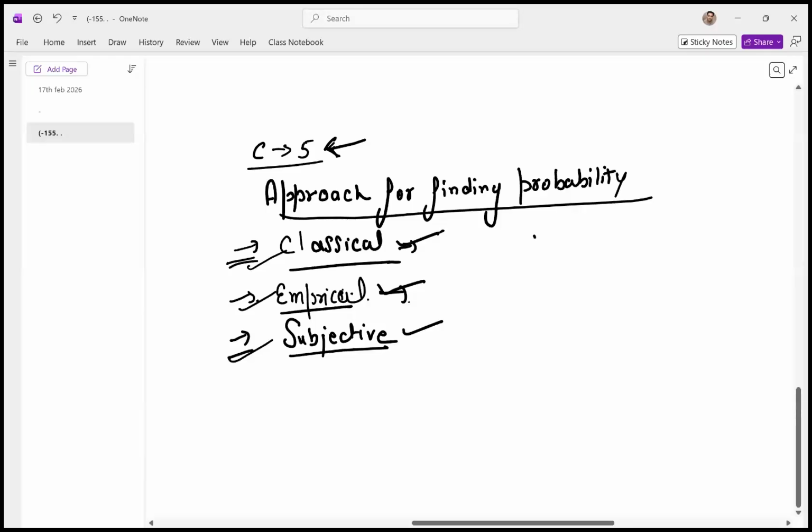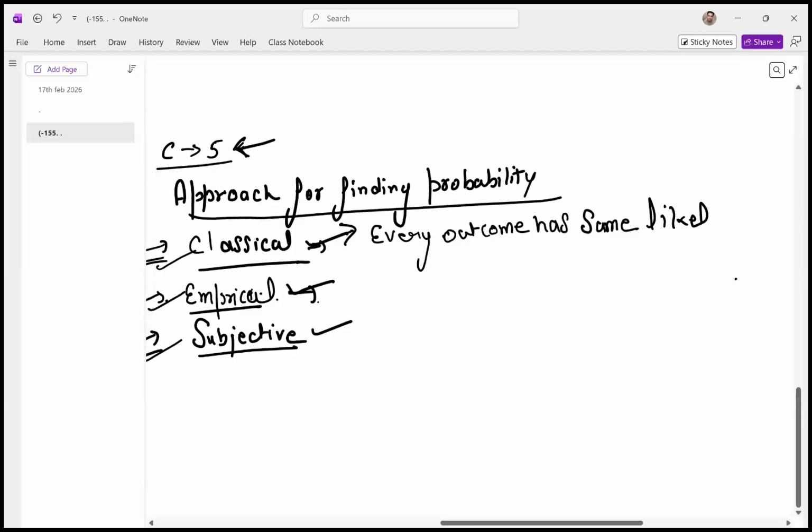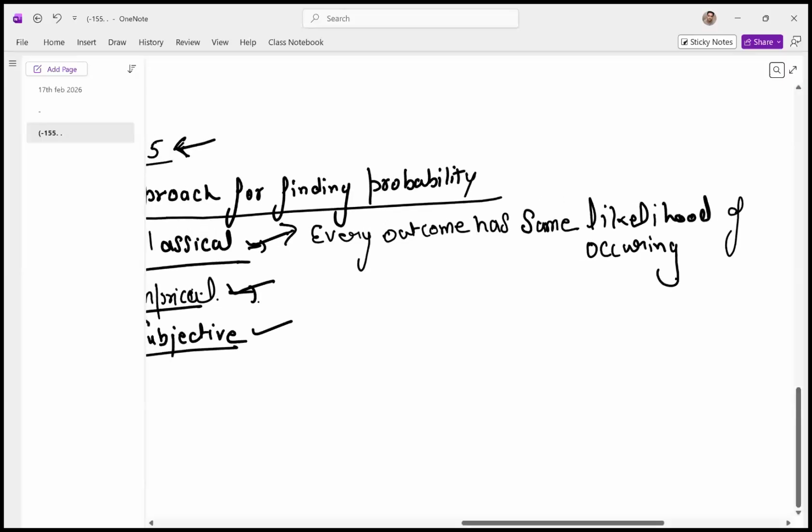Now, classical approach. When to use the classical approach? Where every outcome in a sample has the same likelihood of occurring. Okay, then we use the classical approach.